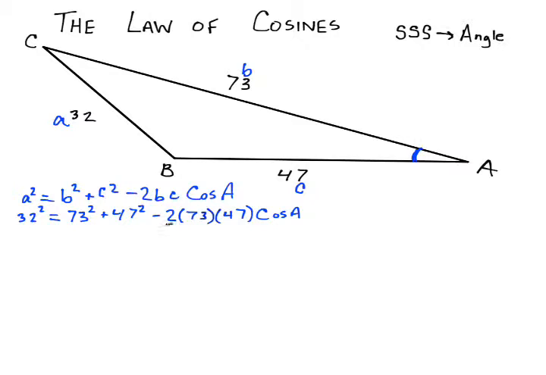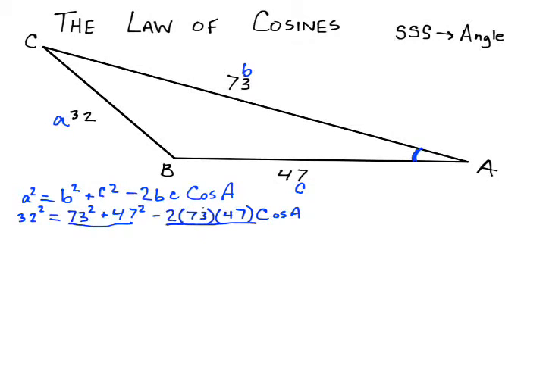When we do this, it's important to remember that this part, the 2 times 73 times 47, is something that we're multiplying by the cosine of A. It's attached to it with multiplication right here. So we're not going to do this and then subtract. We have to do something different to get this by itself.